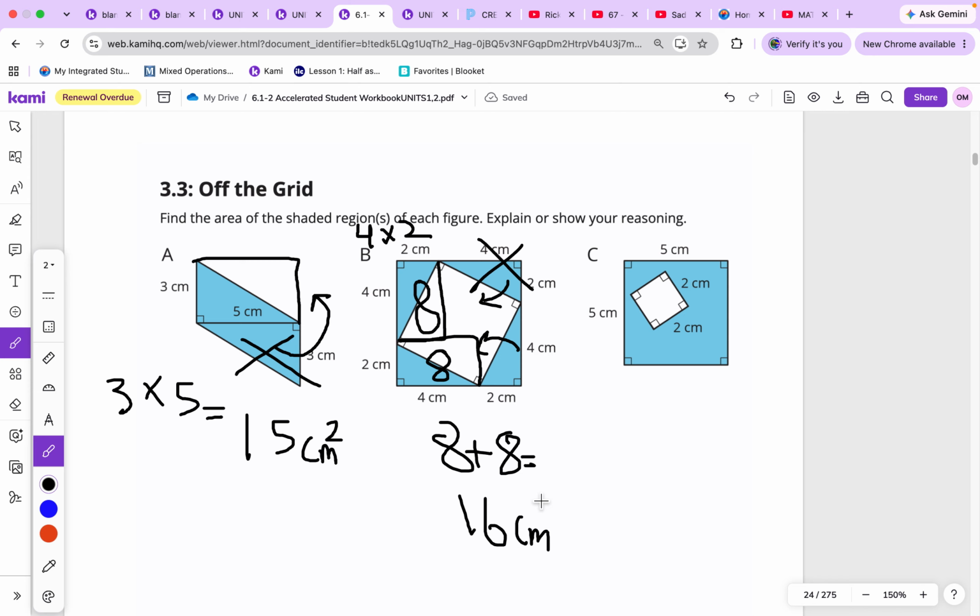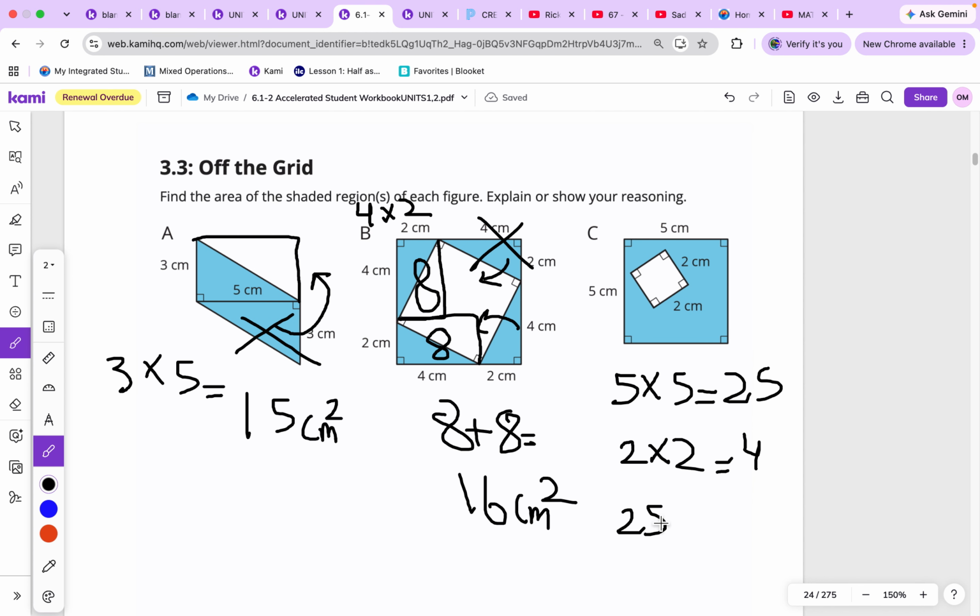16 centimeters squared. And finally, this looks like a big blue square, but we need to take out the white part because it's not shaded. So we can find the area of this big square. We could do 5 times 5 is 25. And then we could do the area of the little white square. We can do 2 times 2, which is 4. And then we can subtract, 25 take away 4, and we get 21 centimeters squared.